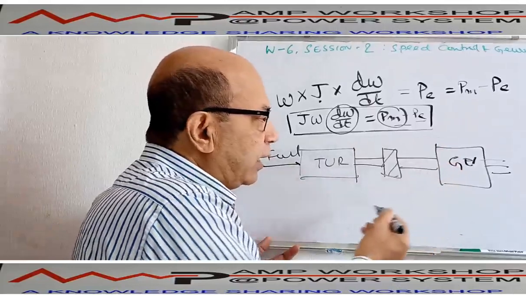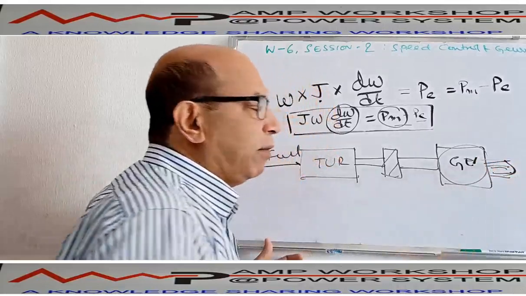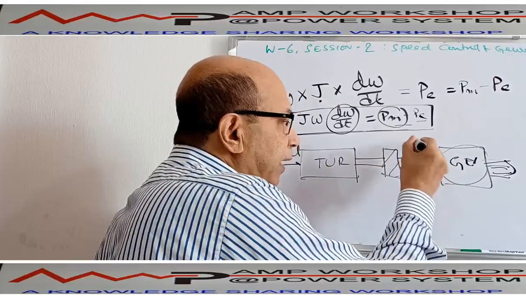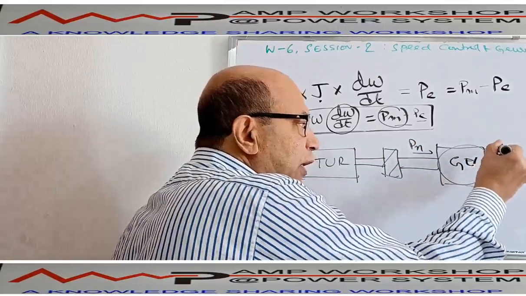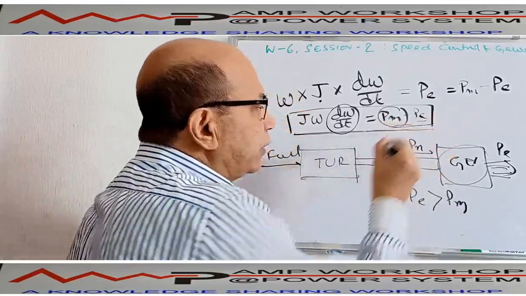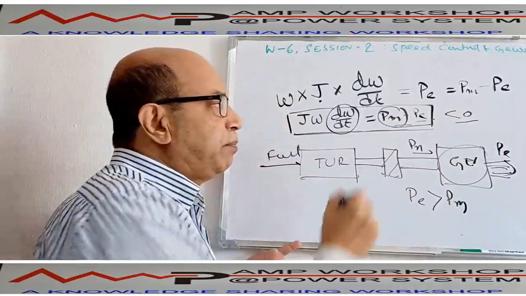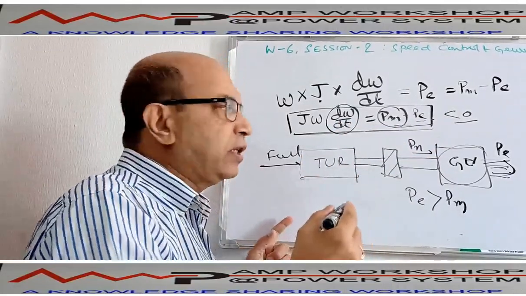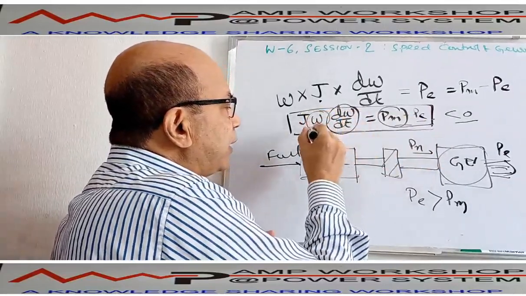Now, the moment this generator is asked to produce more electrical power than the mechanical power coming to the turbine and generator, that means if Pe is greater than Pm, then immediately what will happen to this equation? Pm minus Pe will be less than 0, that means Pe is greater, so it is negative. What will happen immediately? The machine was running at a constant speed. Immediately there will be deceleration, because this becomes negative, meaning the angular velocity will decrease.